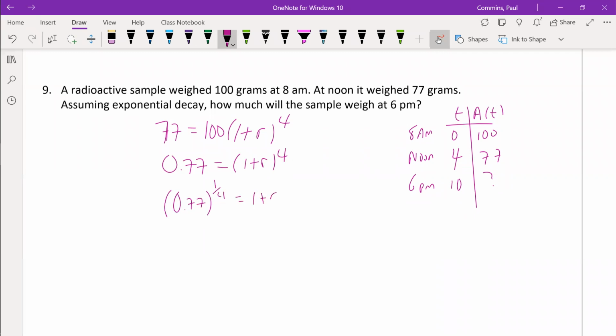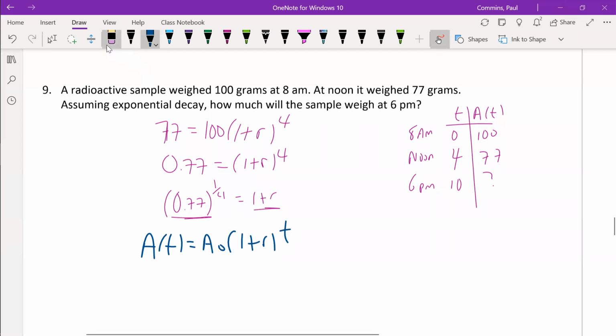And then please don't solve for R. In these problems, you don't need R. You're just being asked to use 1 plus R to find the amount at other times. So plug this in for 1 plus R in the basic equation. Instead of the usual A of T equals A0 times 1 plus R to the T, we now know that 1 plus R is equal to 0.77 to the 1/4. That whole thing is being raised to the T power.